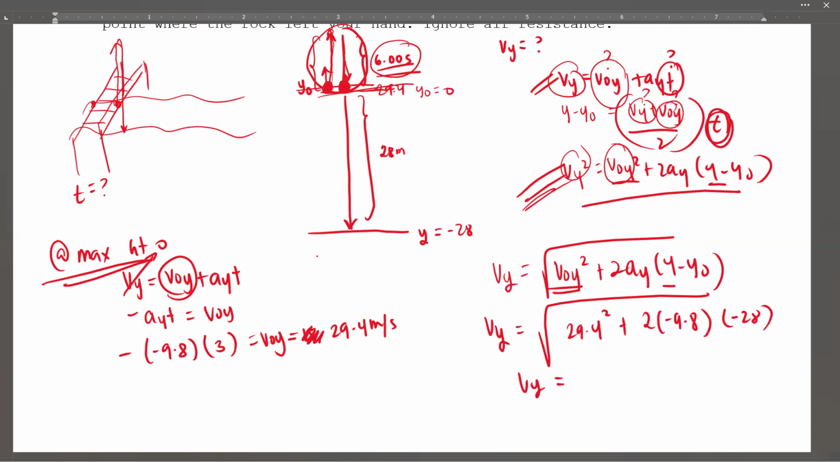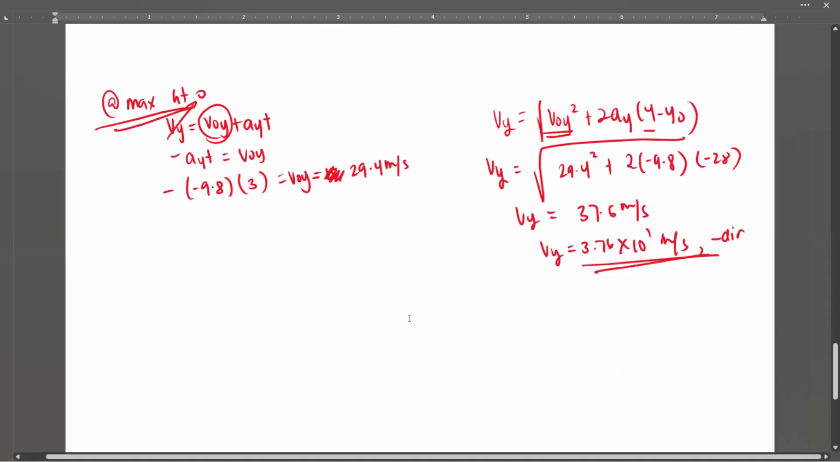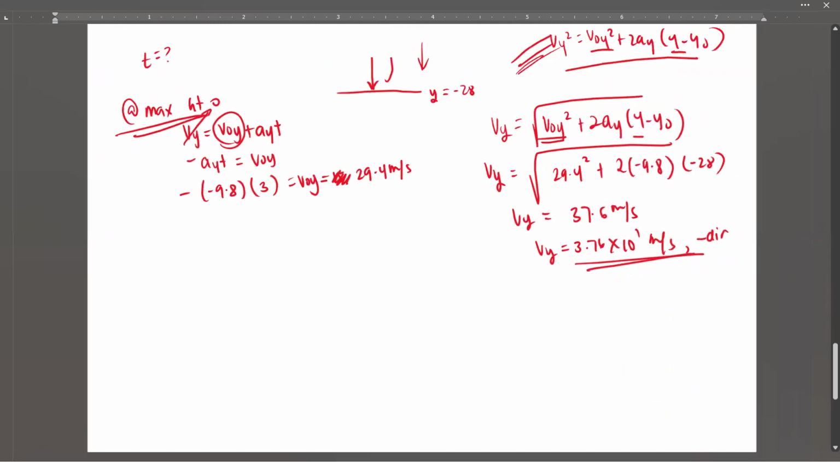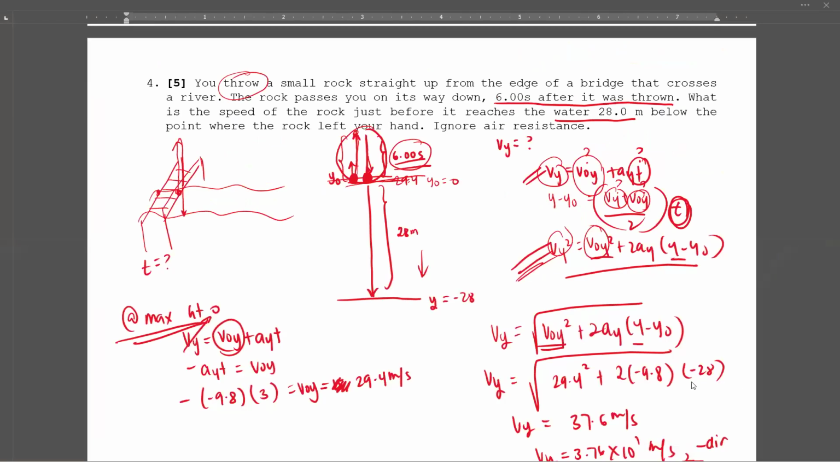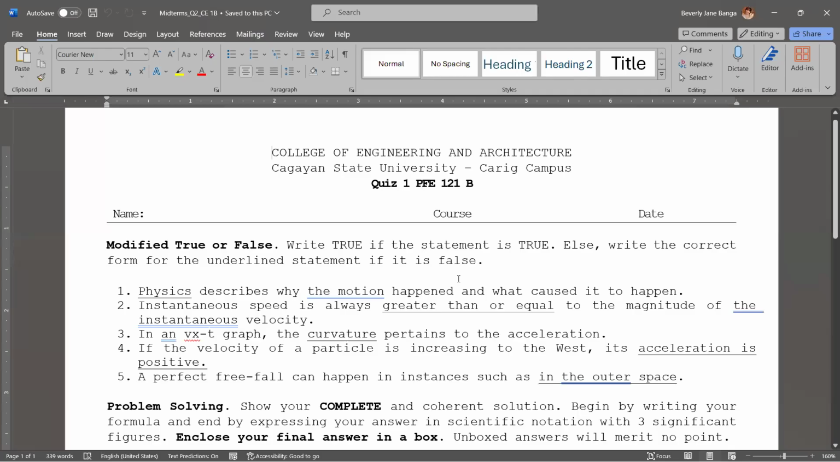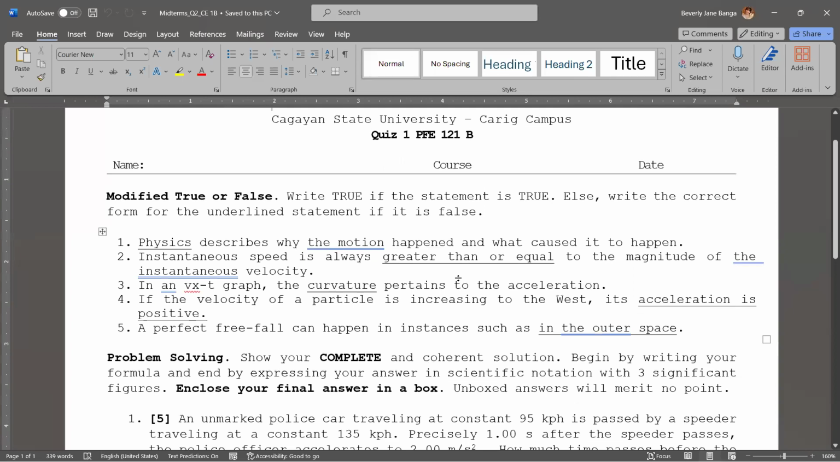And this will give me Vy equal to 37.6 meters per second. So Vy is equal to 3.76 times 10 raised to 1 meters per second in the negative direction, because it is now going downward. Okay, so that's it for set A. Let me move on to set B. Same, only the instantaneous speed changed here.